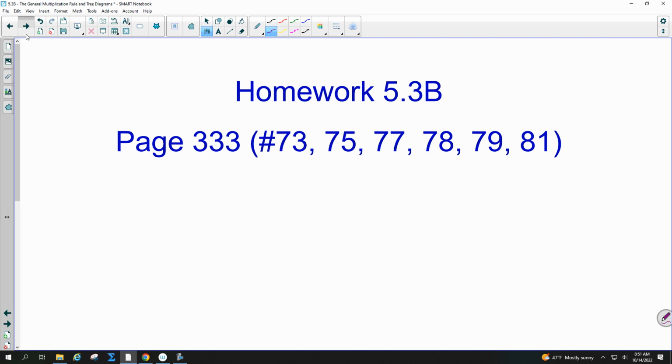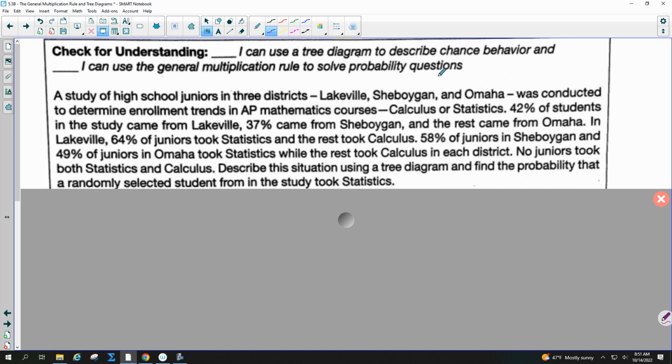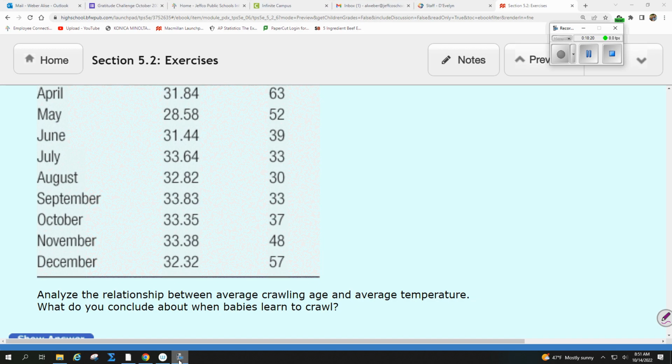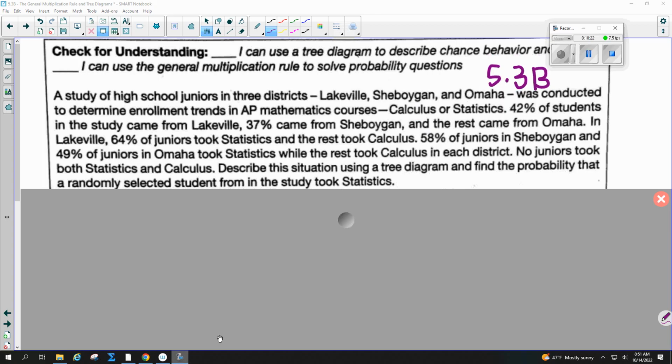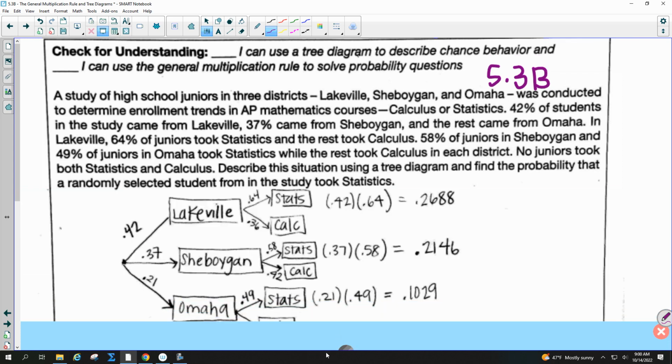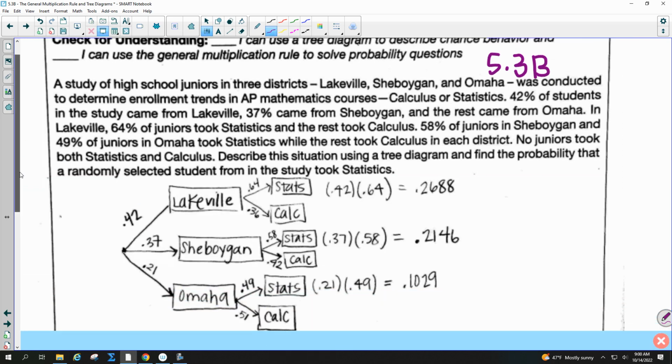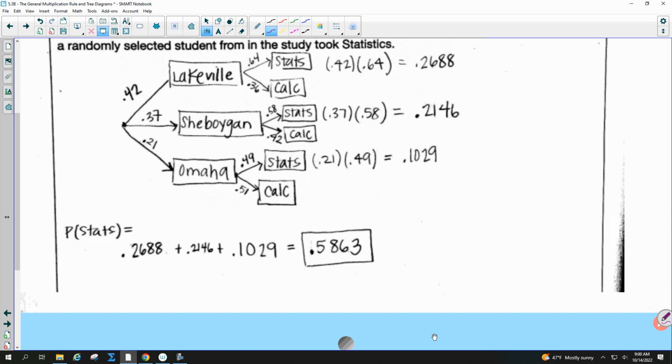What is this? 5.3b. All right, guys, let's check quickly what you wrote down. Okay. Probability of stats, 59%, whatever you rounded to. All right. So you want to do all the pathways to stats. So this times this, plus this, times this, plus this, times this.